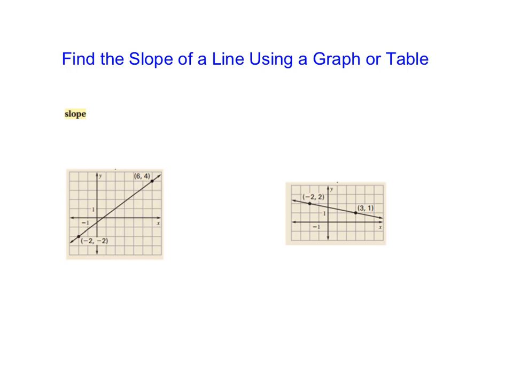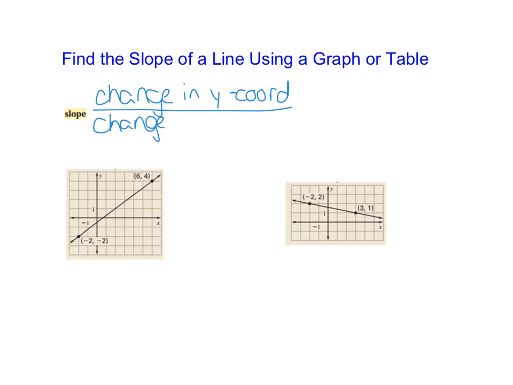Slope compares the change in a line's y-coordinates to the change in its x-coordinates. Okay, slope is a ratio. It compares the change in a line's y-coordinates to the change in its x-coordinates. You might see slope written as rise over run.